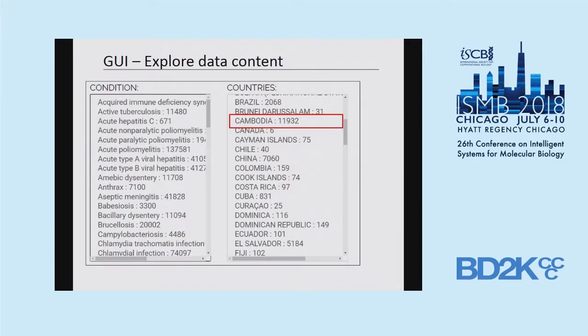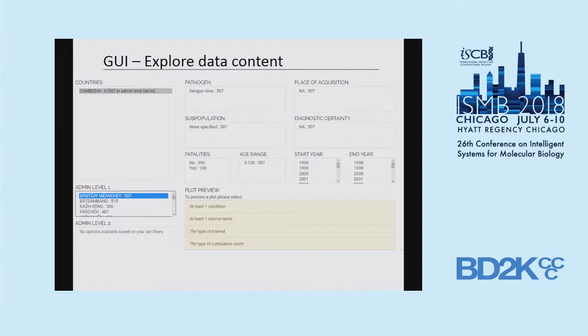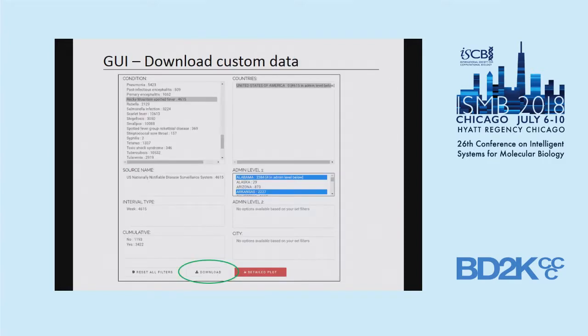So here is the explore data content. You can click on Cambodia, for example. You see how many accounts there are for Cambodia. You can see right away that there is only dengue, no other diseases. You click on an admin 1 level, and then you can see what kind of age range we have, what time period, etc. So it's a very quick way to browse the data sets' content.